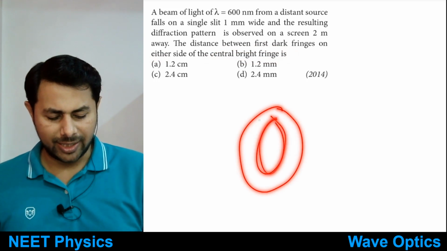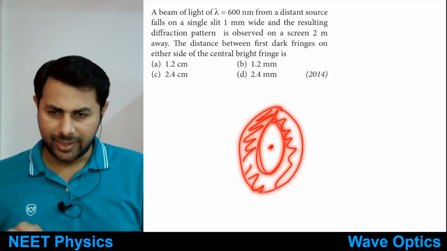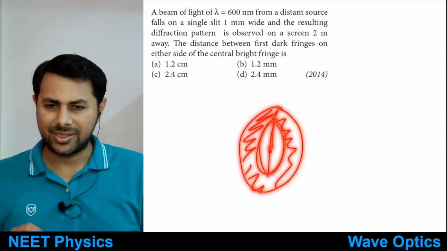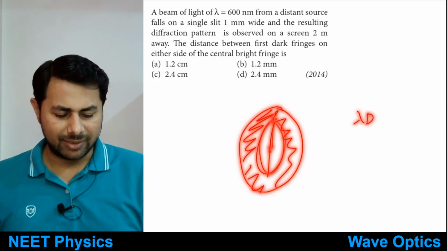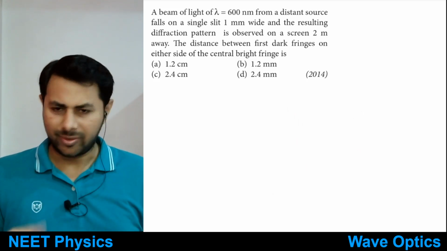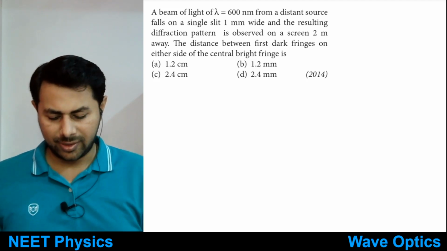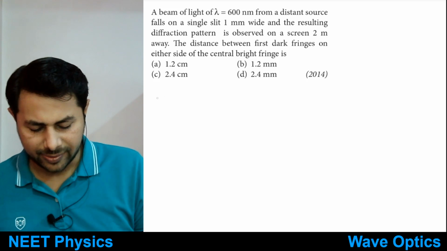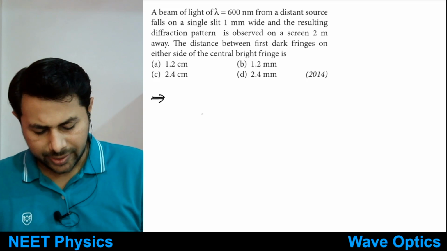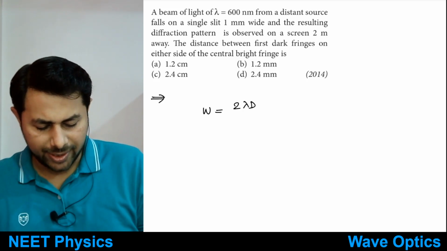Okay, so this is central bright and this is the first dark. Suppose from the center of central bright, the two dark fringes are at same distance. What is the distance? Lambda times D by a. So what is distance between the two dark fringes? It's option D. Okay, let's check. It is equal to width of the central slit, right? So it is equal to what? Just 2 times lambda D by a.